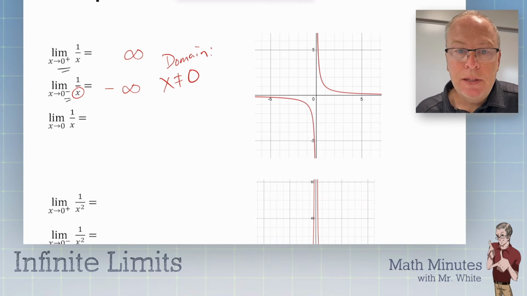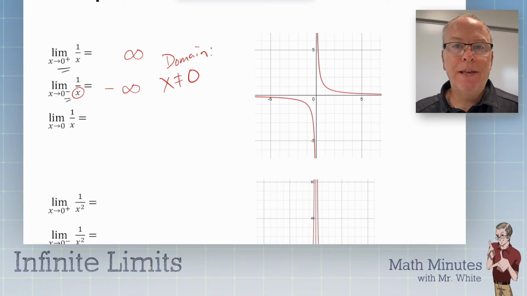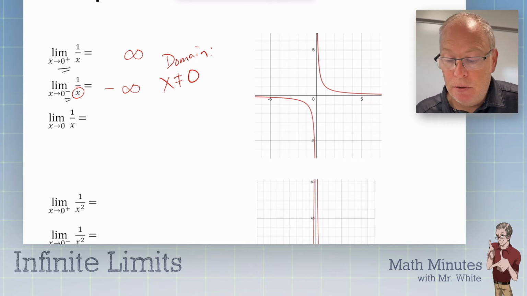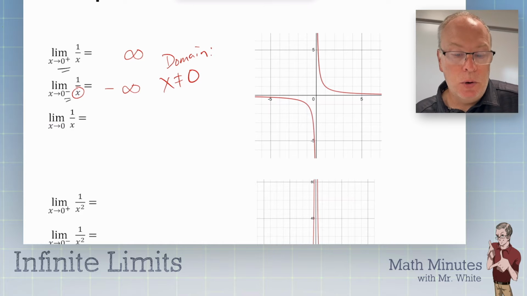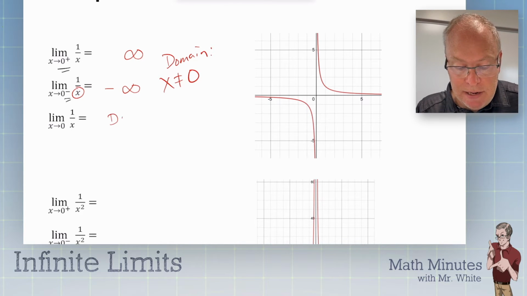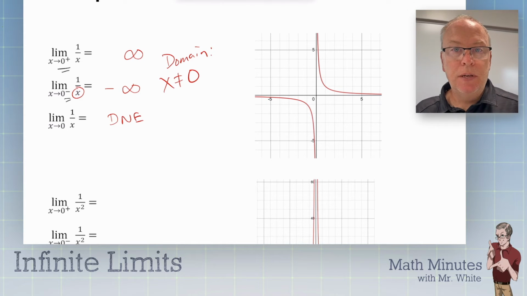Now, what about the limit just at 0? If I said, what is the limit at x equals 0, does it exist? Well, the right does not equal the left. Remember, we talked about that previously. In order for a limit to exist, the right has to equal the left. So this would be a does not exist situation. See, that's pretty easy, right?